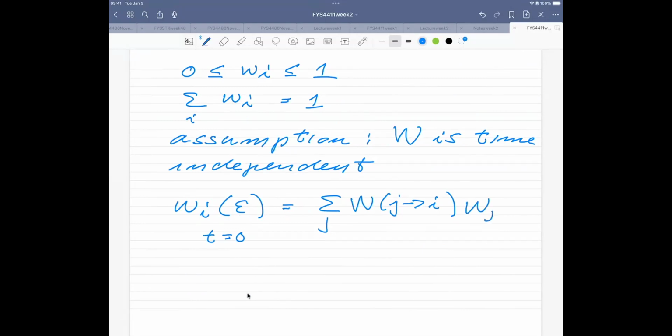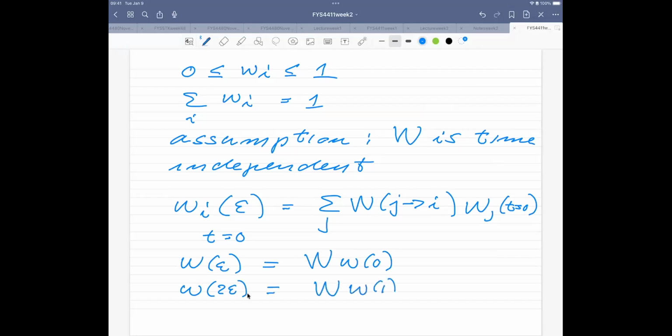So this is starting with a j, at t equal to 0. And if I use a vector notation, I can write this as W times W0. Then you see that the next state, at 2 epsilon, after making 2 time steps, is W times W1, which is the same as W times W times W0. And I can do this many, many times. So I can have n times epsilon, and this would be the matrix W to the power n times W0.